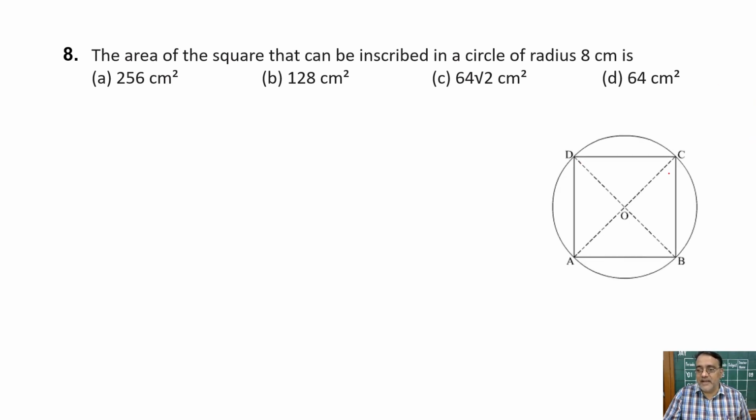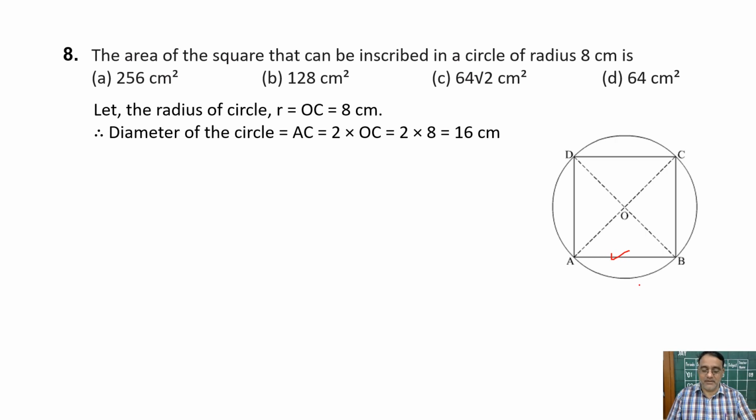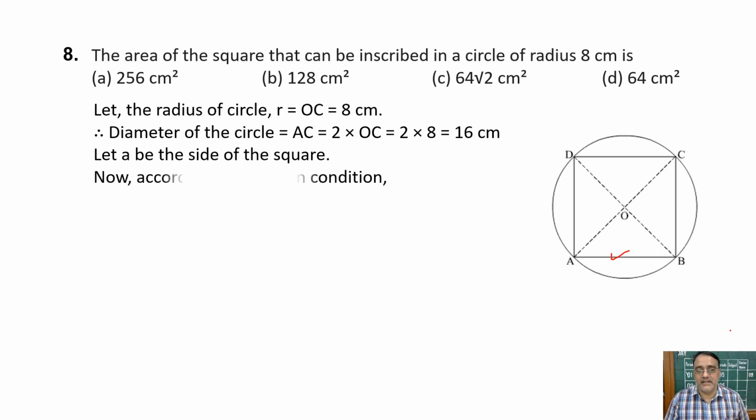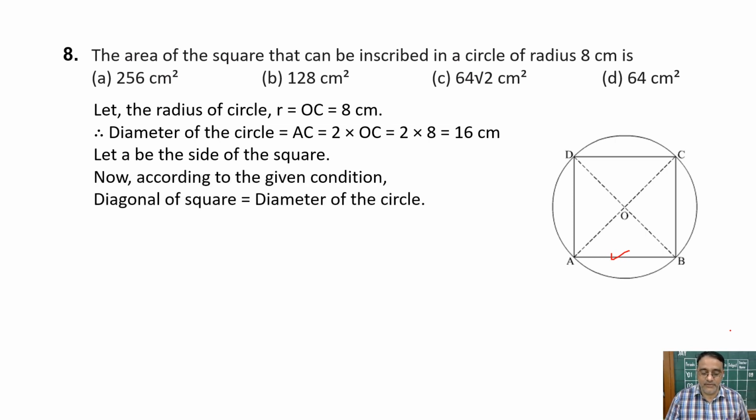Now what is the diameter of the square? Diagonal of a square. Right, that is the diameter of the circle. Now the radius is given as 8 centimeters. So what will be the diameter? 16 centimeters, right. So let a be the side of the square. According to this figure, the diagonal of the square will be equal to the diameter of the circle. This is clear to all of you?